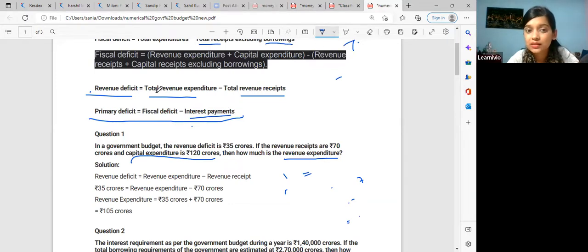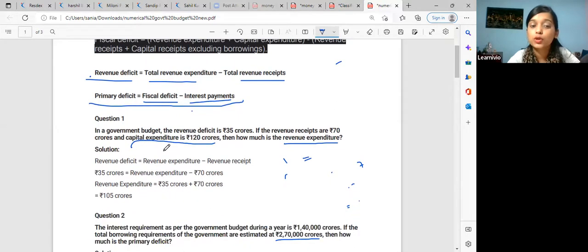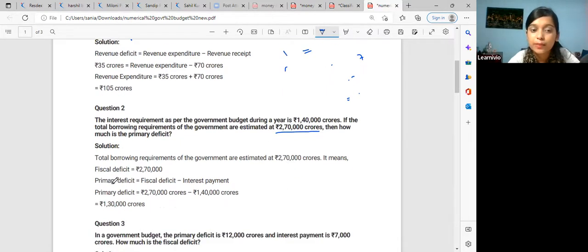As I told you, the fiscal deficit is not given, and the formula for fiscal deficit uses total expenditure and total receipt. What I told you at the very start is that in case total expenditure and total receipt are not given, then fiscal deficit equals borrowings. So the question was the simplest one. Here the total borrowing requirement of the government is equal to fiscal deficit. So simply write the formula: primary deficit equals fiscal deficit minus interest payment. Fiscal deficit is this, and interest payment is 140000. This is simply the answer.